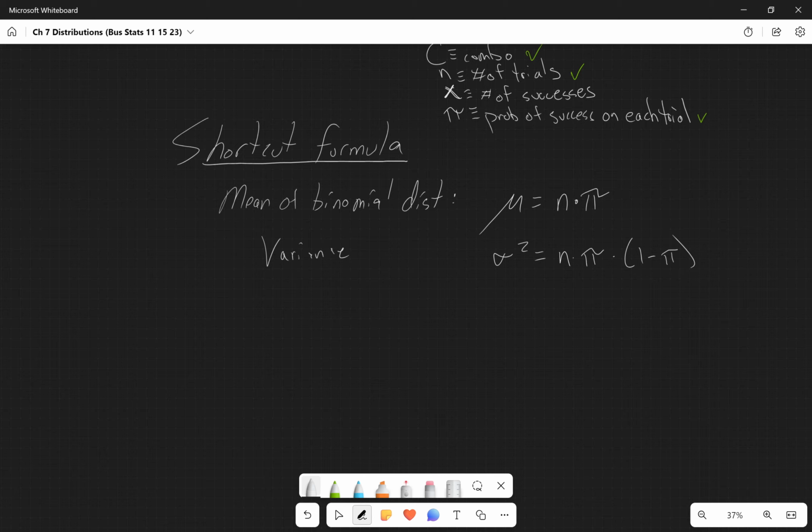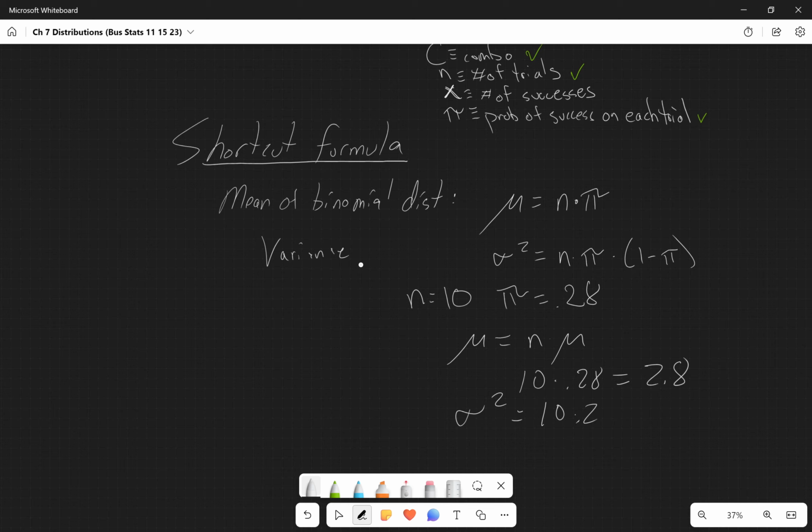So in our previous example, we had an n of 10, a success rate of 0.28. So the mean of this is going to be n times pi. So it's going to be 10 times 0.28, which gives us 2.8. And then the variance is going to be 10 times 0.28 times 1 minus 0.28, which gives us 2.016.